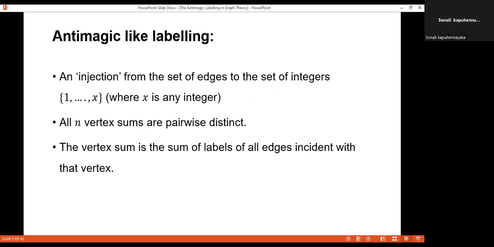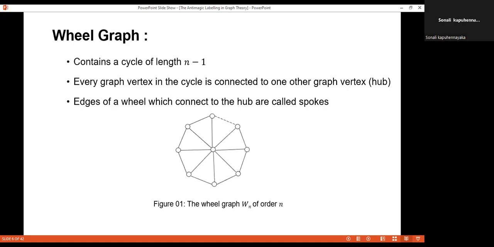Next, we'll move on to the anti-magic like labeling method. This new labeling method is also similar to the anti-magic labeling, but the main difference is that this labeling is an injection labeling method, while the anti-magic labeling is a bijection method. So as I said earlier, we have applied these labeling methods for wheel graph, pendant graph, and marigold graph.